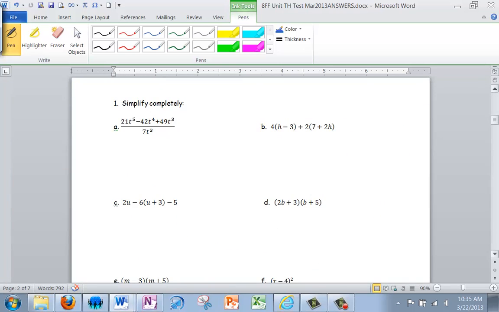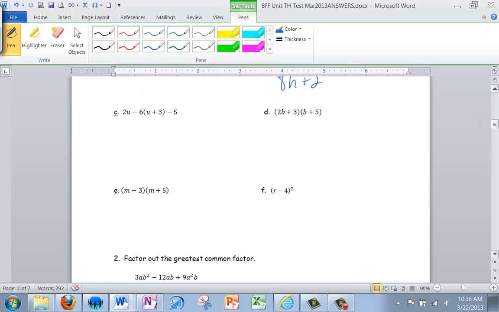Here we go. So, number 1, the correct answer is 3t squared minus 6t plus 7. Letter B, there should be extra steps in here, and again, yours had a box. I don't know why. Mine had an H. I'm not sure why that happened. But remember to show your middle steps here. The correct answer should be 8h plus 2, or whatever variable you chose to use. Same is true with C, D, E, and F. All of these you should be showing your work.